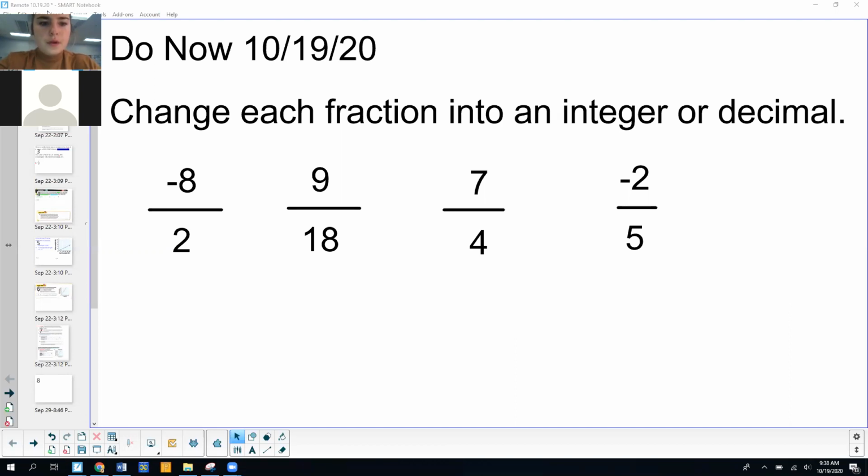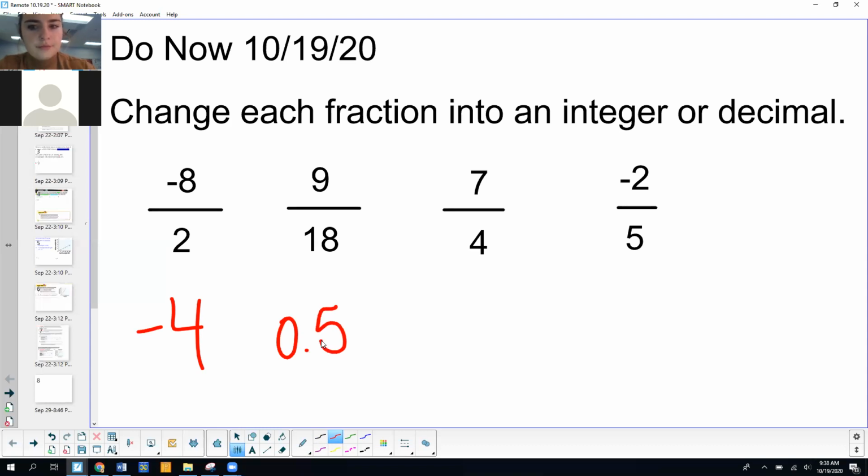All right, we're gonna go over these. So this says change each fraction into an integer or decimal. So in our calculators, we just have to enter -8 divided by 2, which gives us -4. Then we've got 9/18, or 9 divided by 18. If we put that in our calculator, we get 0.5.